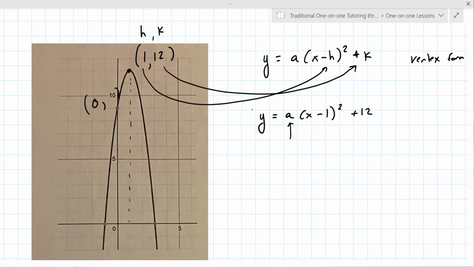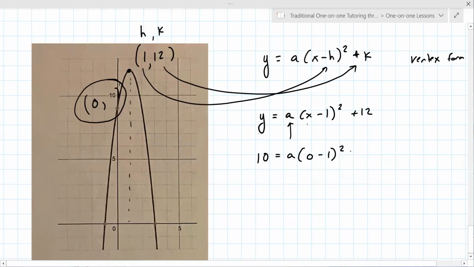Okay, there we go. Okay, so to find a, we need an x and a y. Do you see this ordered pair over here, (0, 10)? Yeah. 0 is x and 10 is y. So we're going to put those values in. 10 = a(0 - 1)^2 + 12. And now we're going to solve for a.